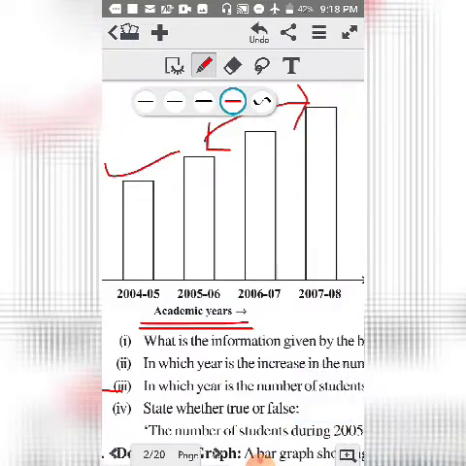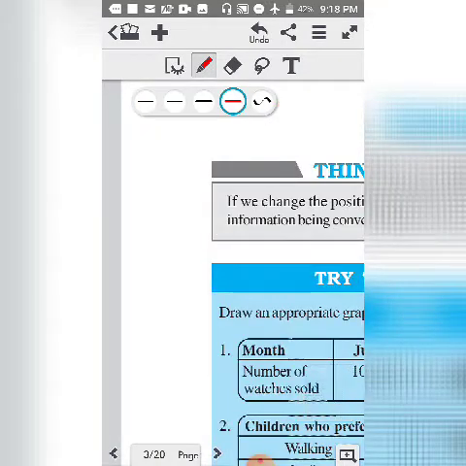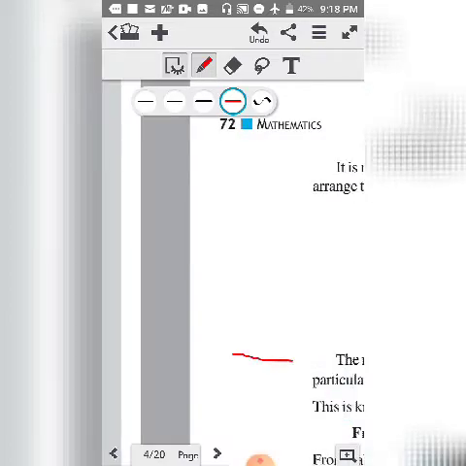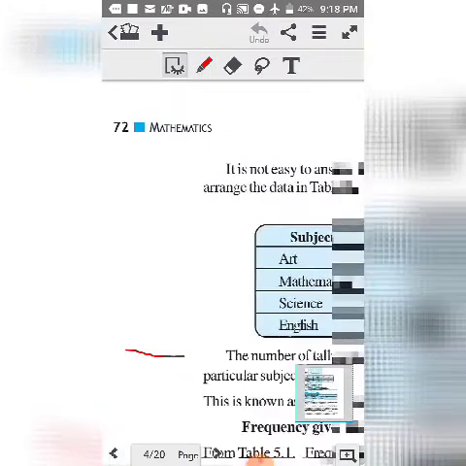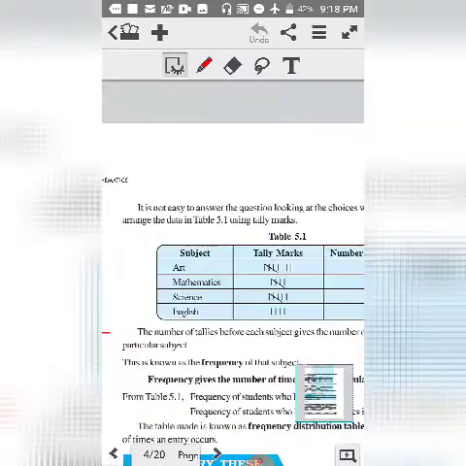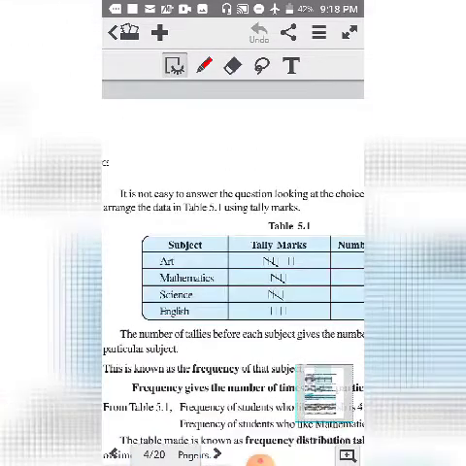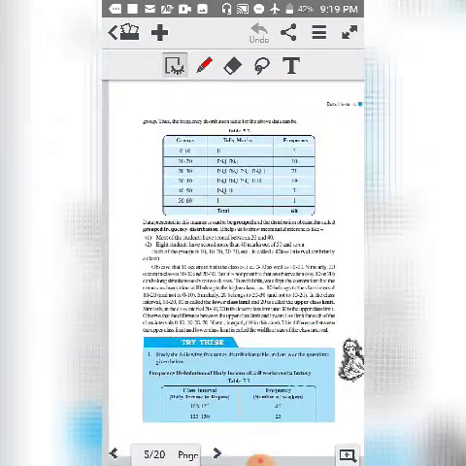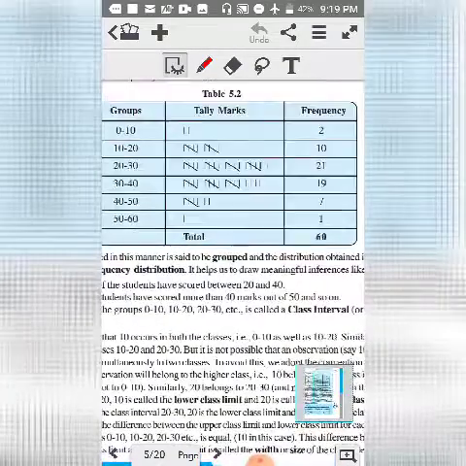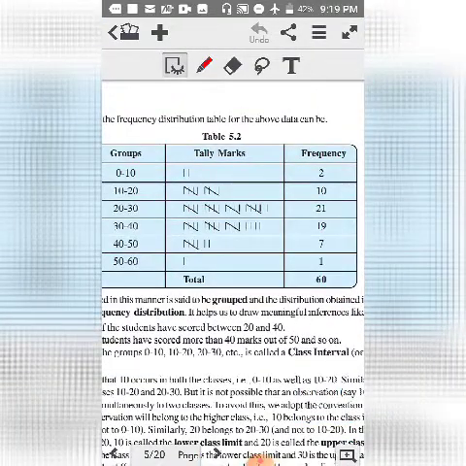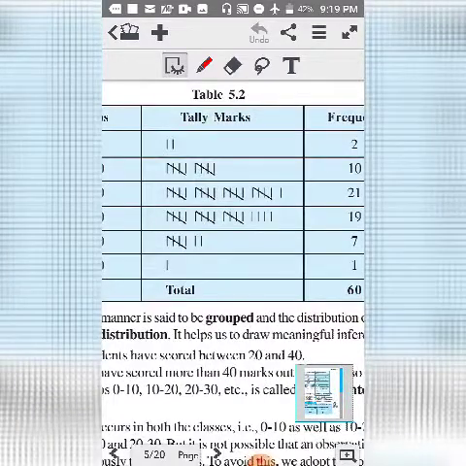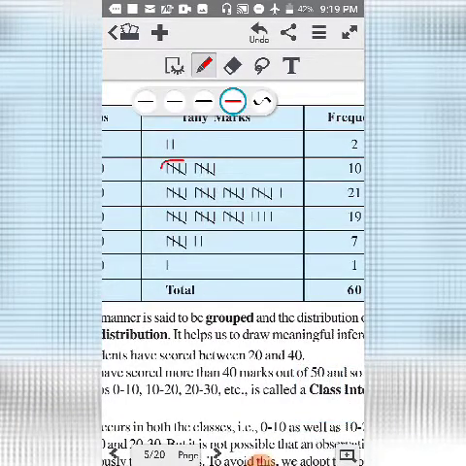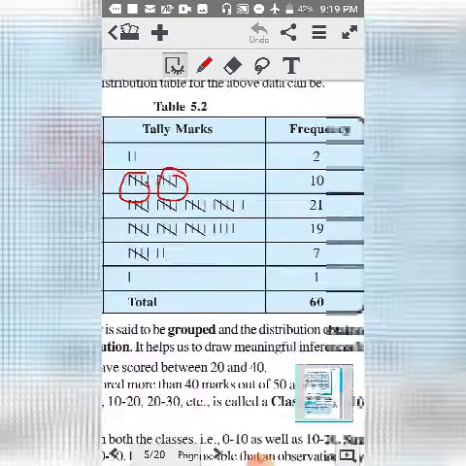In this picture you are seeing that the information is shown in the form of vertical lines. So these vertical lines are called tally marks, and these tally marks are counted as sets of 5. So here you can see the first set is 5, then another is also 5, so 5 and 5 makes 10.